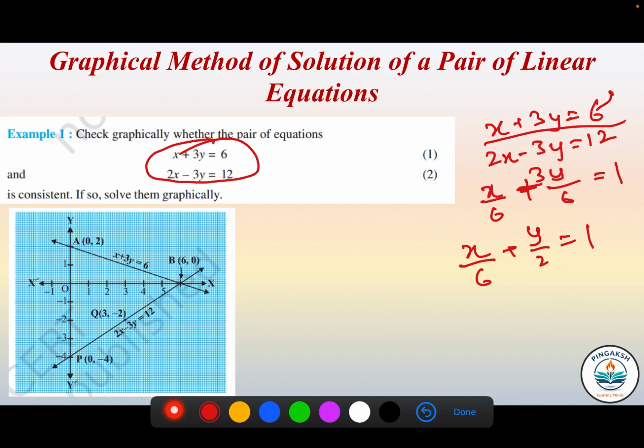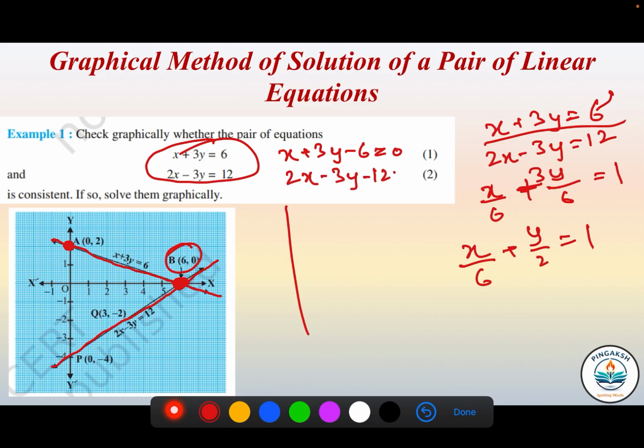Now if we actually draw the line, it will be kind of like this, cutting the y-axis at 2 and the x-axis at 6, as we already learned how to draw this straight line. So this will be my first equation, and this will represent my second equation, and they are intersecting at point (6, 0). Now to verify whether they are intersecting or not, apply the same ratio condition which I told you earlier, like 2x minus 3y minus 12 equal to 0.